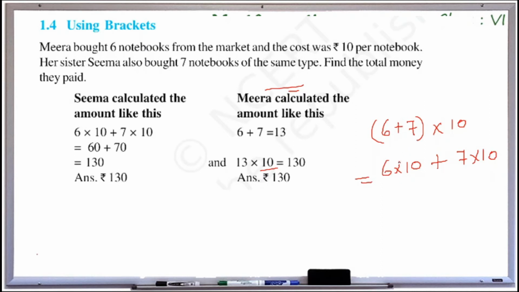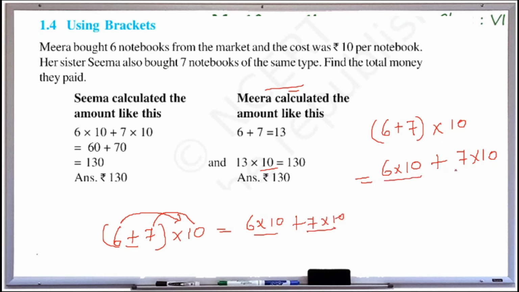So both sides are correct. So I can write 6 plus 7 into 10 as 6 into 10 plus 7 into 10. This is how we are expanding brackets. Expanding brackets means we are removing brackets. This 10 rupees is for both 6 and 7, so I need to give this 10 to both 6 and 7. So I give 10 to 6 and I give 10 to 7.